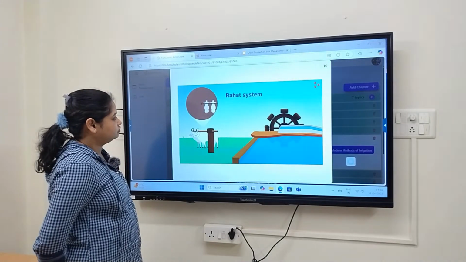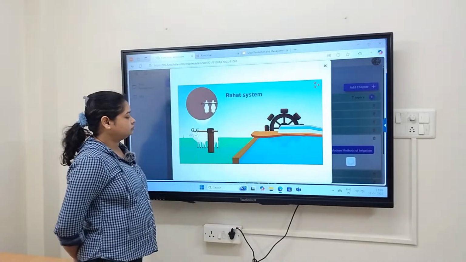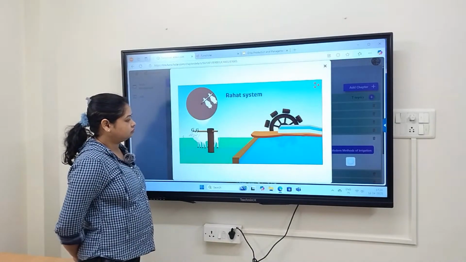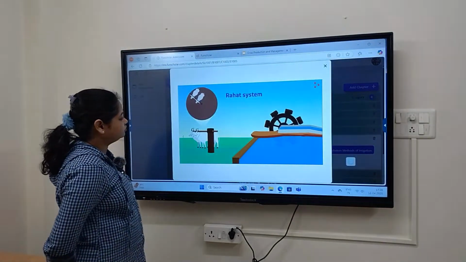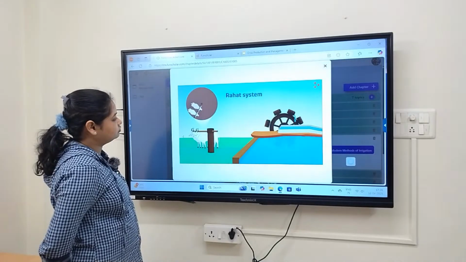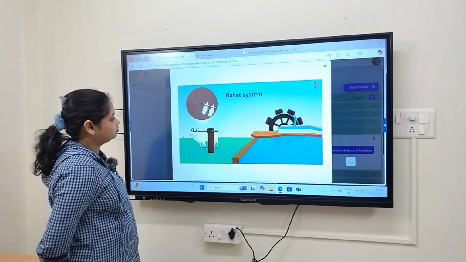Usually, cattle are made to operate the system. Humans do it at times too. When the rod is moved in a circular manner, it rotates the two wheels in turn. The wheel which is inside the water body collects water into the buckets and deposits it onto the surface. Canal-like systems then carry the water to different parts of the field.